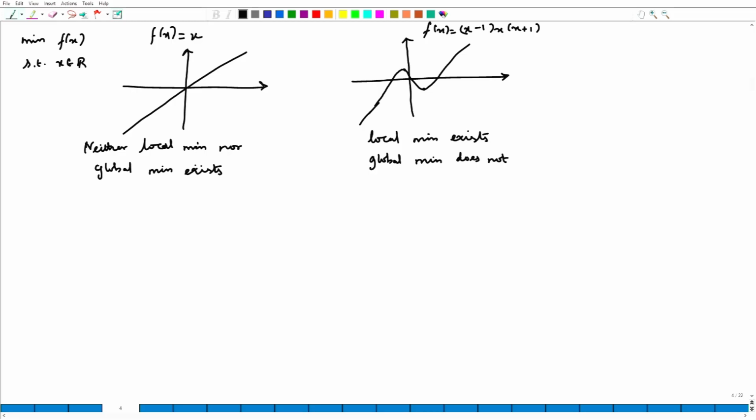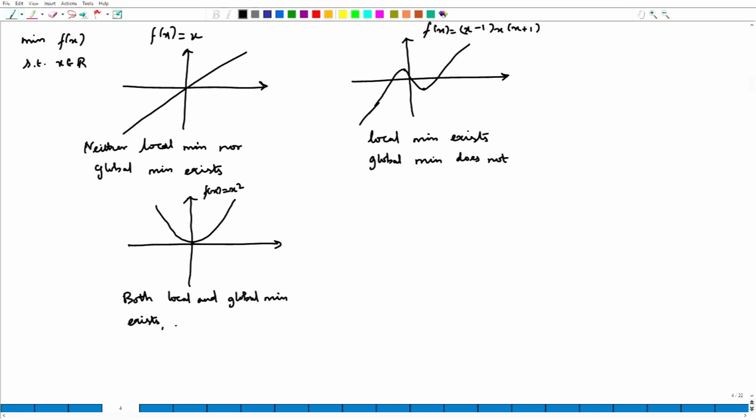Let us take other possibilities where both local min and global min exist. The nicest example is where x is equal to 0, which is both a local min as well as the global min. So, both local and global min exist, and local min equals global min.